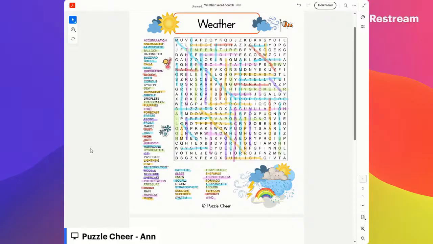And where he said storm. Is it storm or storm? Storm is diagonal, starting with the S of moisture, bottom right. Storm. Awesome. Thank you.